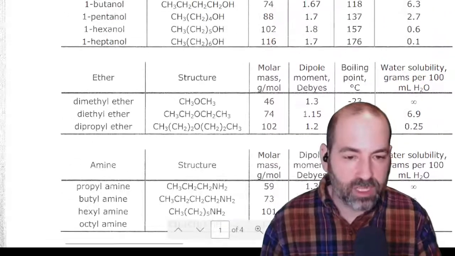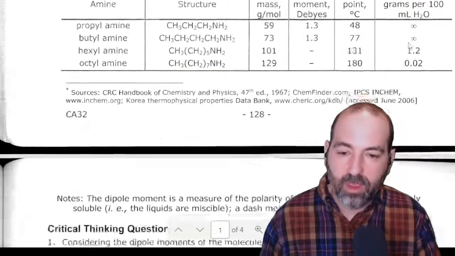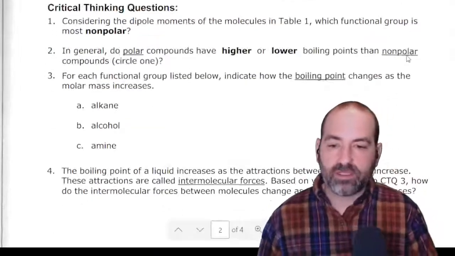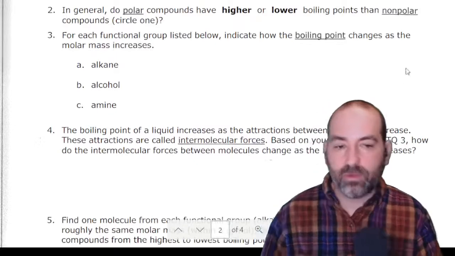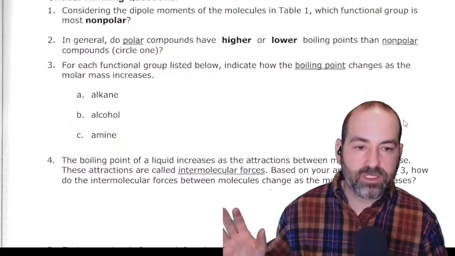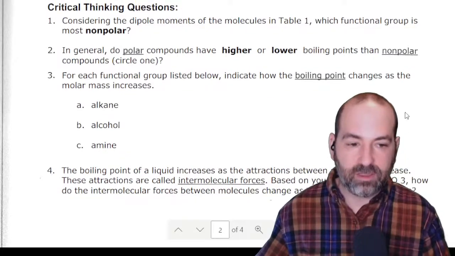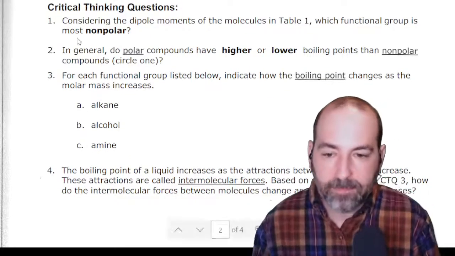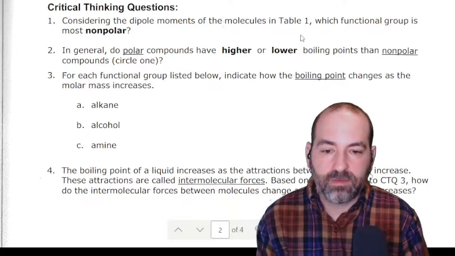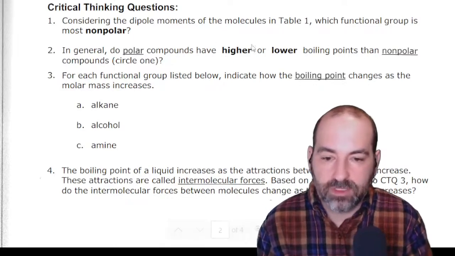And so you can see there's some changing in that solubility as well. All right, so that's sort of the basics here. So now you can start getting into the questions. And remember that in these types of activities, the questions start quite easy, and that's by design so that you can just answer them. Considering the dipole moments of the molecules in table 1, which functional group is most nonpolar?